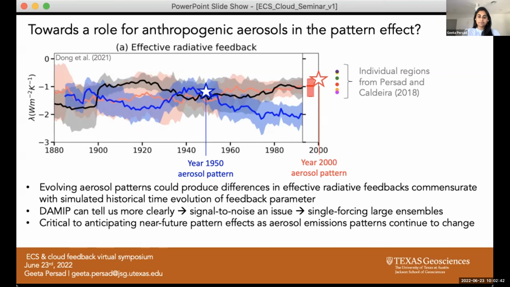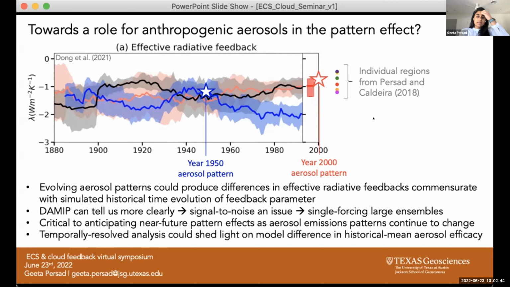what ECS is? And then I think doing this temporally resolved analysis also just gives us a different dimension over which to try to unpack all of the uncertainty that exists in the historical aerosol efficacy across climate models.